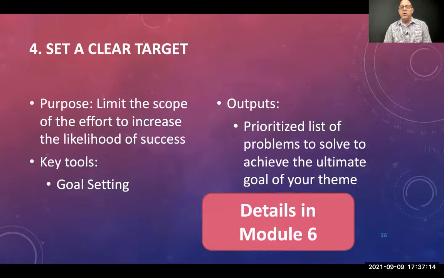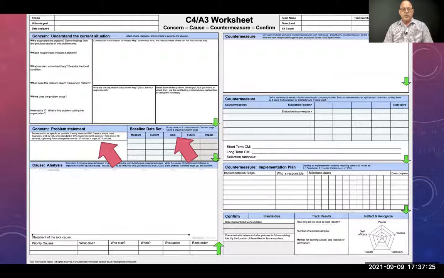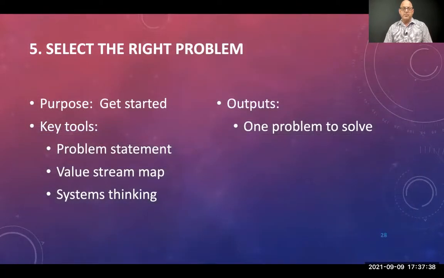So that prioritized list of problems to solve that are on our way to achieving the ultimate goal that we talked about in the theme area, that's what we're really looking for. And there's places to put it. We want an aggressive target statement in the problem statement itself, or supplementing the problem statement. And then on the baseline data set that we'll talk about in Module 6, you'll see that there's a place to put your goals for each one of the measures.